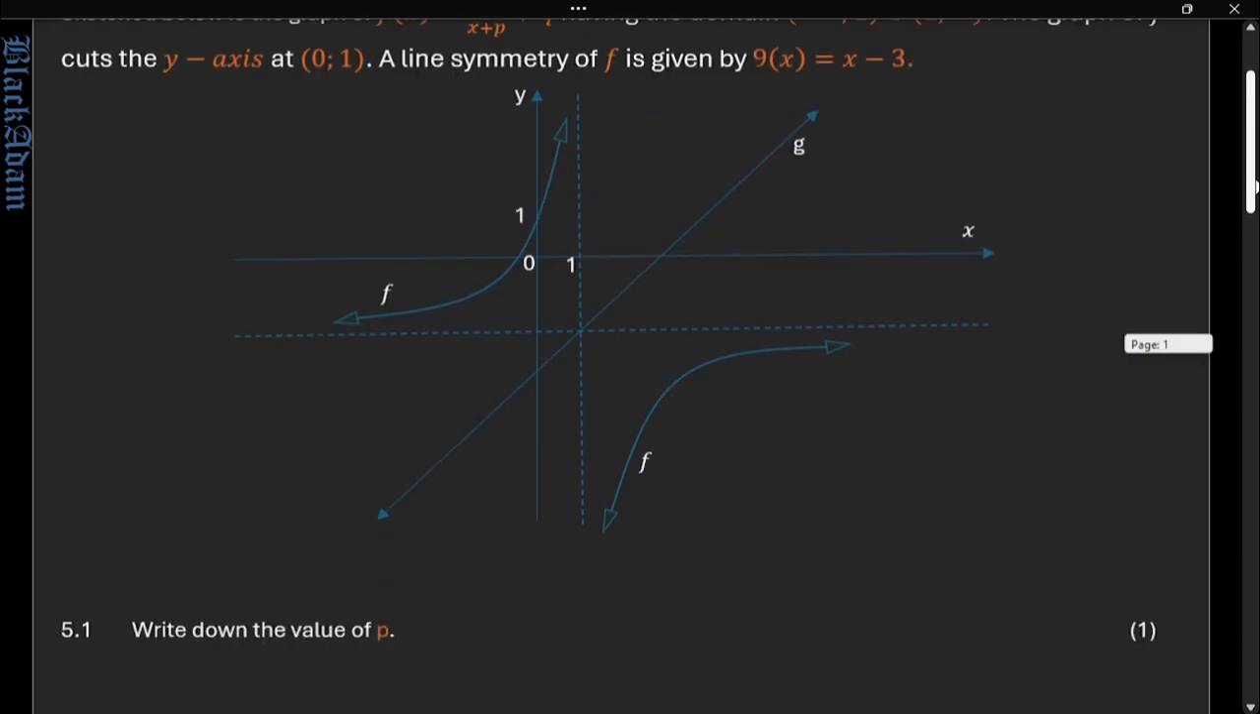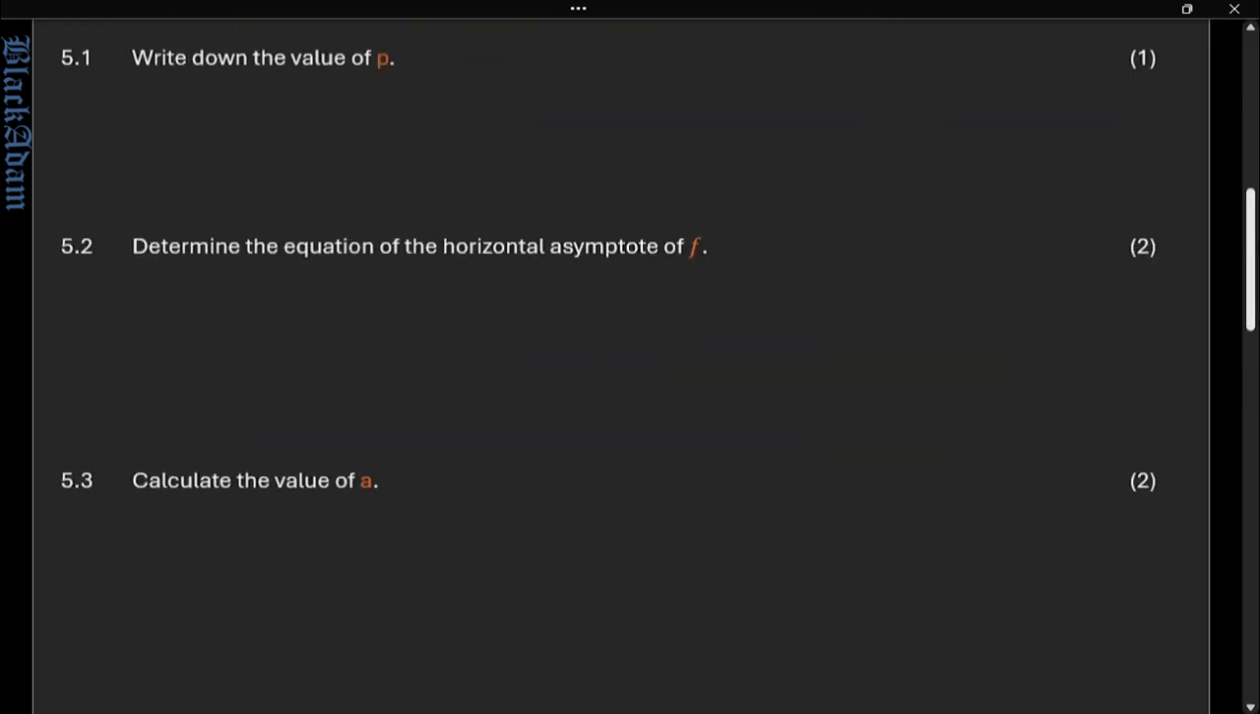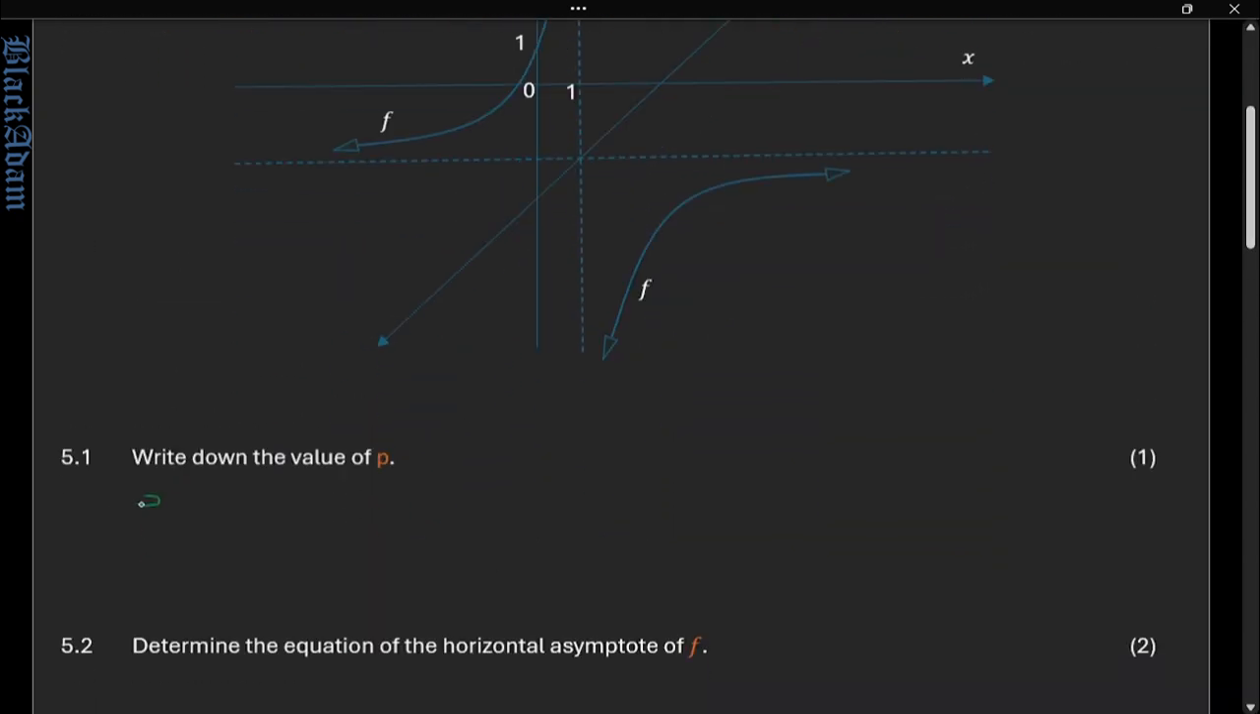We know that p is the vertical asymptote, so x plus p is equal to 0, and then we have x minus 1 is equal to 0. So that means our x is 1, then that means our p is -1 as we match the equations.